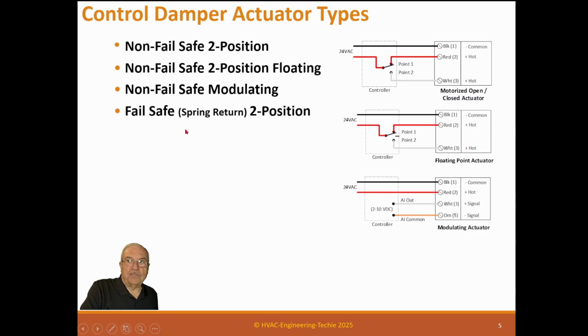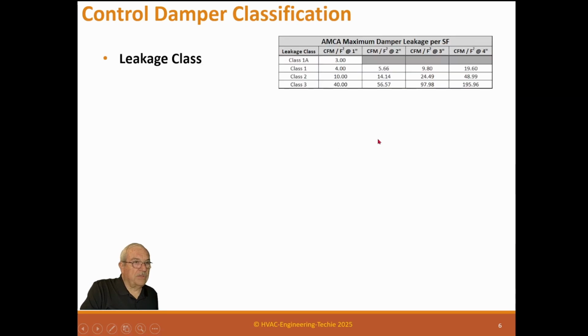And then we have fail-safe, which are spring return. And they're either two-position or modulating. Fail-safe, they can be modulating, all have spring returns. And so those are the types of actuators.